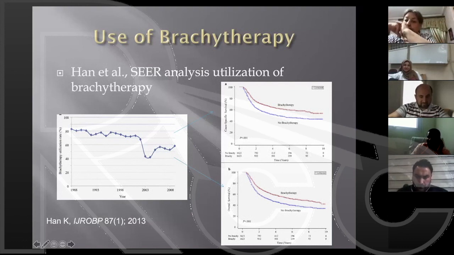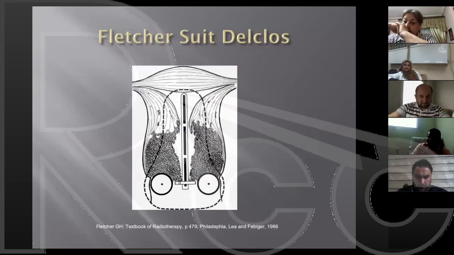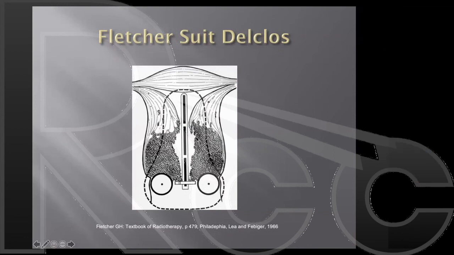So I'm preaching to the choir here about the importance of brachytherapy, but I think you're probably all on board with that. So the original Fletcher-Suit-Delclos applicator included a long tube going up into the uterine fundus, as well as two ovoids, producing what you can see, the dotted line here, the classic pear-shaped isodose curve, which we still like to see today.